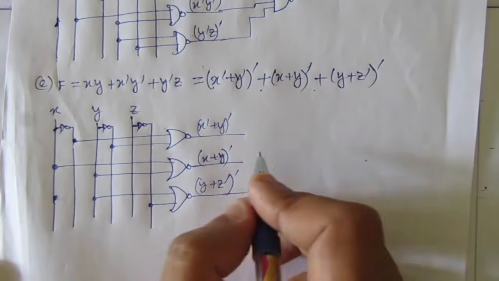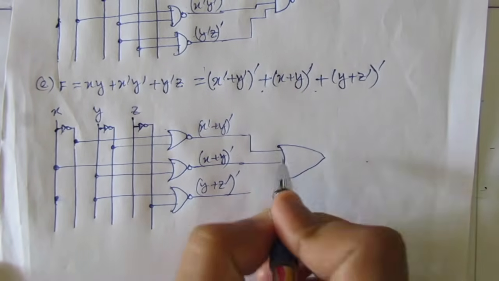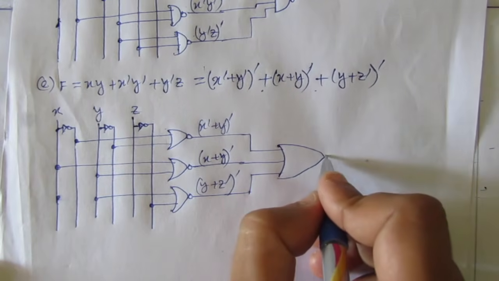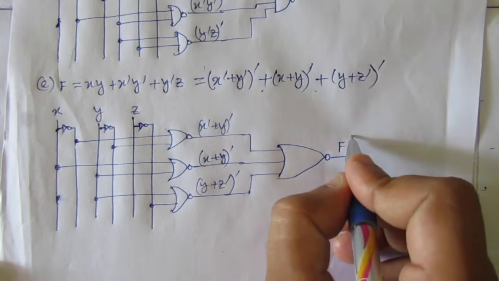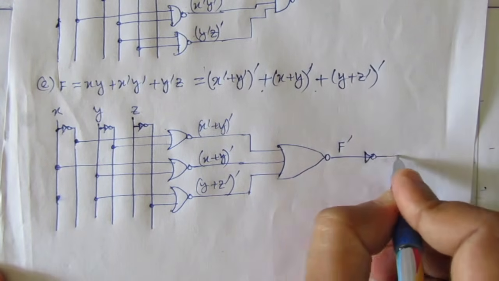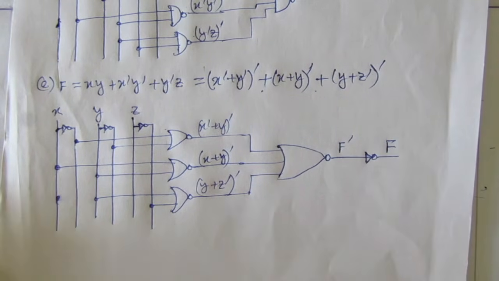Then we have to again add these. So we can use NOR gate and inverter. So these are the three inputs here. So we have to use here a NOR gate. So here we'll get f complement. So if we use another inverter, then we'll get f. Okay, so this is the final logic diagram. So this is the solution of problem 2.14 from chapter number 2.